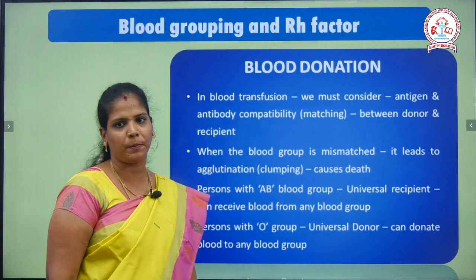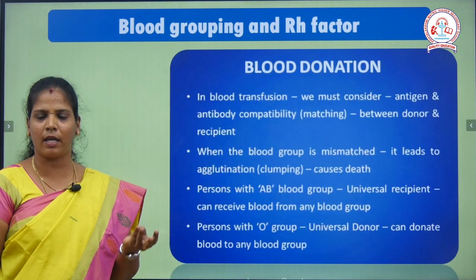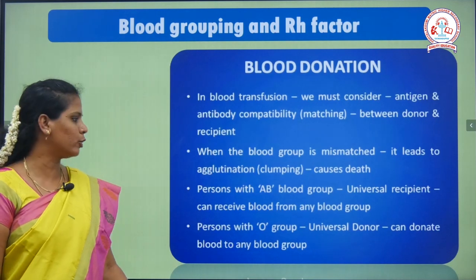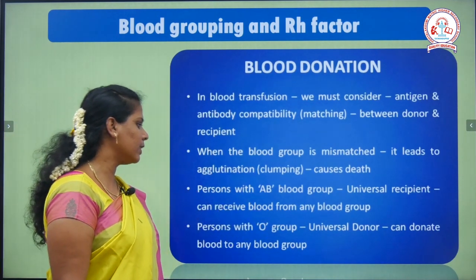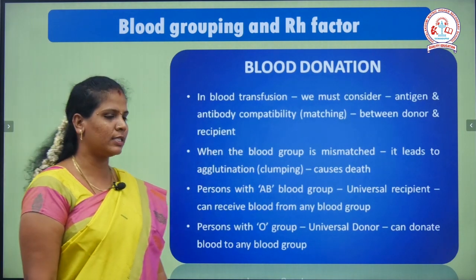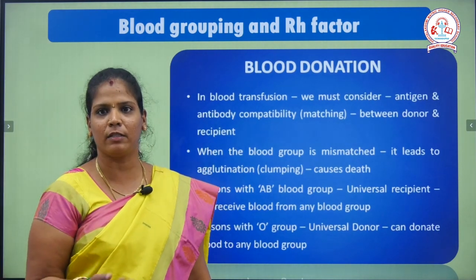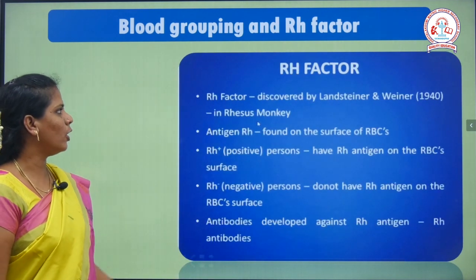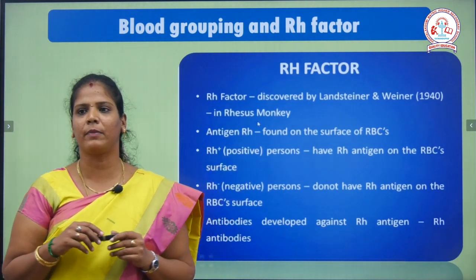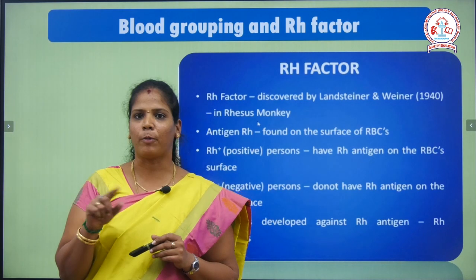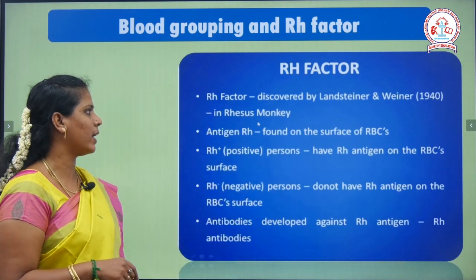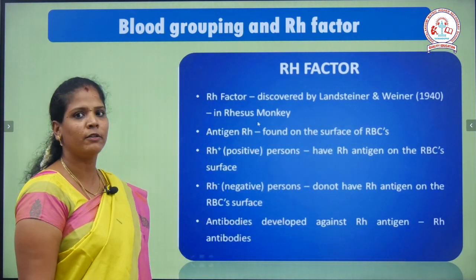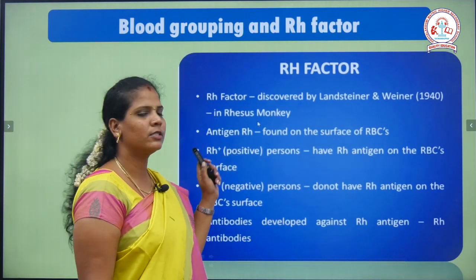When the blood group is mismatched, if a person who has A blood group receives blood from B, what will happen? It leads to agglutination, that is clumping. For example, a blood group A person has anti-B antibodies. So if a blood group A person receives blood from B, the anti-B present in the plasma of the A person will cause agglutination, the clumping of antigen and antibody. That may lead to death.